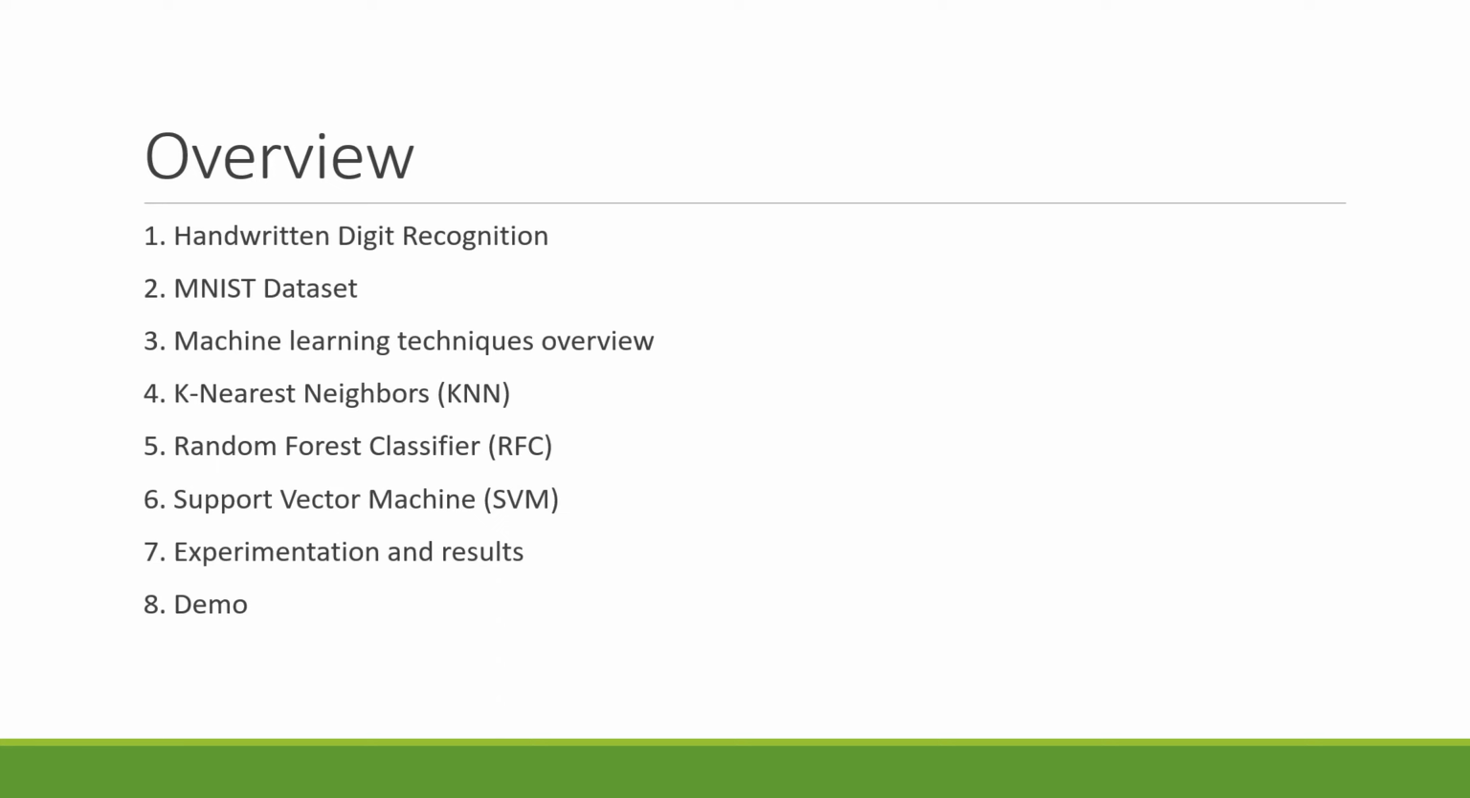This is the overview of my project. Basically, what is handwritten digit recognition and its applications? The MNIST dataset, which is the input dataset for this project. The overview of machine learning techniques used for handwritten digit recognition. Basically, there are K nearest neighbors KNN, random forest classifier, support vector machine, and it also involves the experimentation on results. Finally, I'll be showing the demo of the project.